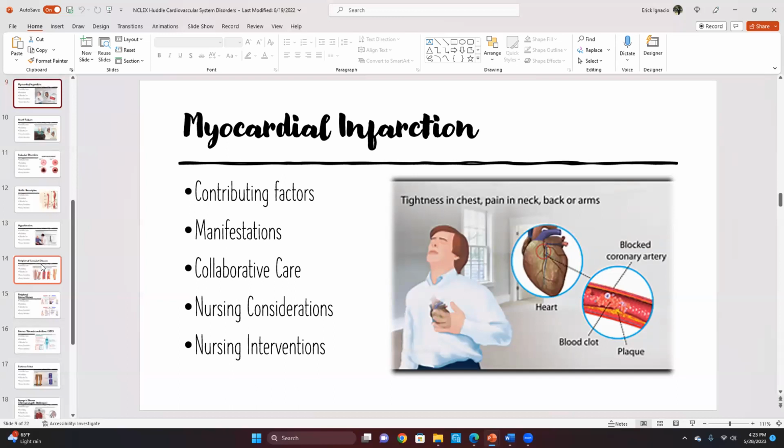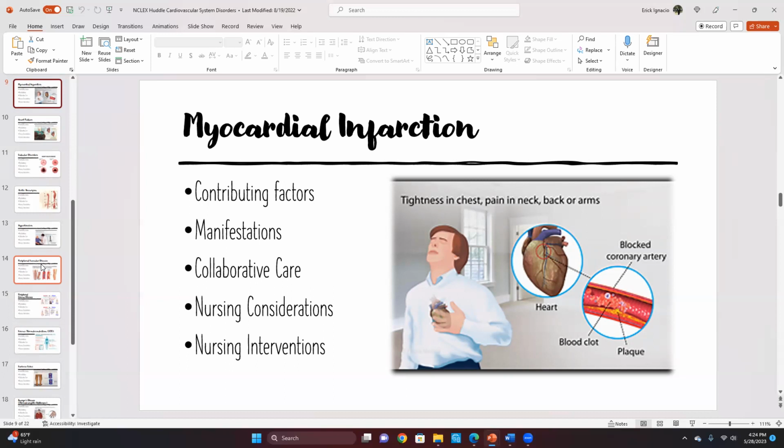So what is an MI? This is when myocardial tissue is destroyed due to reduced coronary blood flow and lack of oxygen. And so there's actually necrosis, death of heart muscle. That's what's happening with an MI.